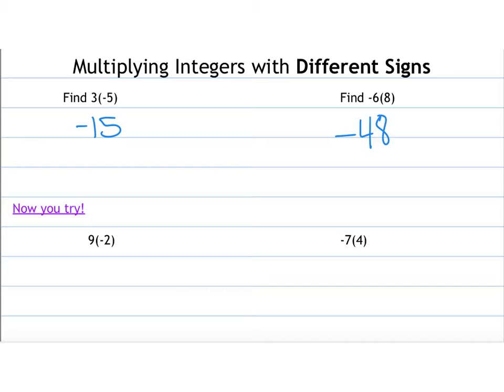9 times negative 2: a positive times a negative is a negative. 9 times 2 is 18. 7 times 4 is 28, and since one is a negative and one's a positive, our answer is negative since the signs are different.